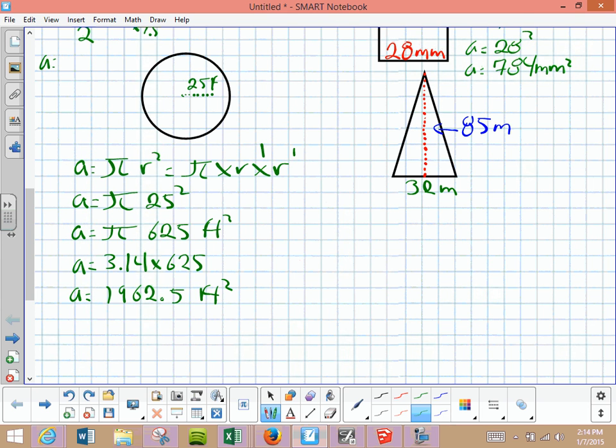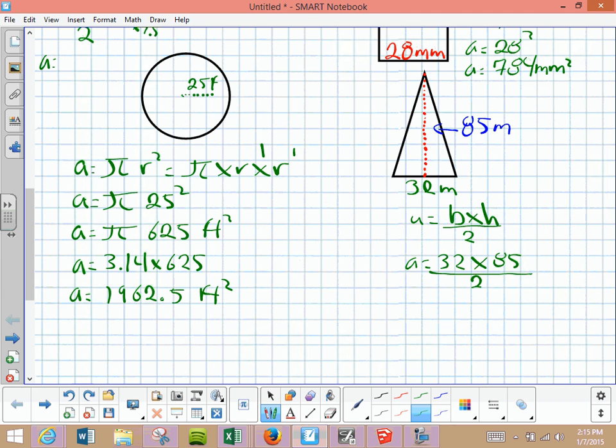All right, the next one, we already explained yesterday that a triangle is literally half of a rectangle, right? So what we're going to do, we're going to get the same formula for the rectangle, which is area equals base times height. But what do we do to it? We divide it by 2 because a triangle is only half of it. So we have to divide it by 2. And then we get the base is 32 times 85. What is the answer?